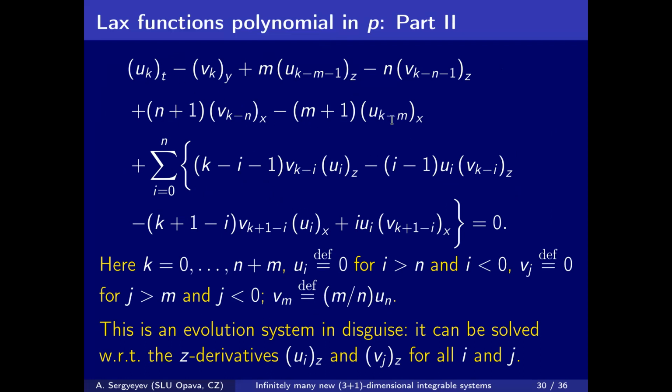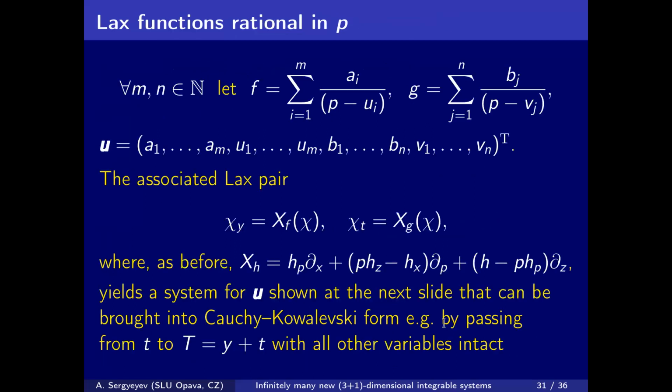First of all, it's quadratic. And actually, it can be shown that this is an evolution system in disguise, in the sense that when we consider for a moment this system as an algebraic system, we can solve it with respect to z derivatives of all variables u_i and v_j. So, as I said, it's actually an evolution system in disguise.